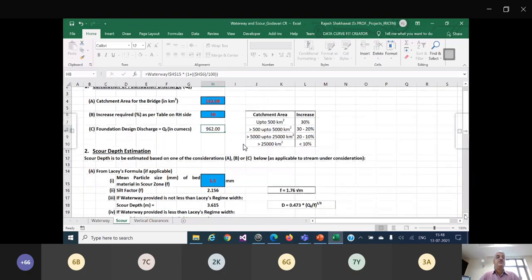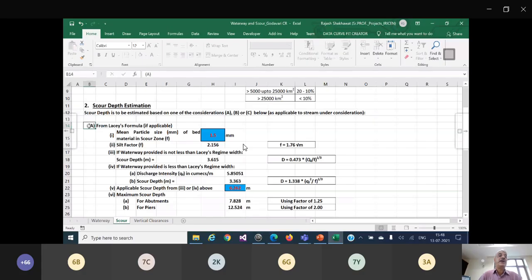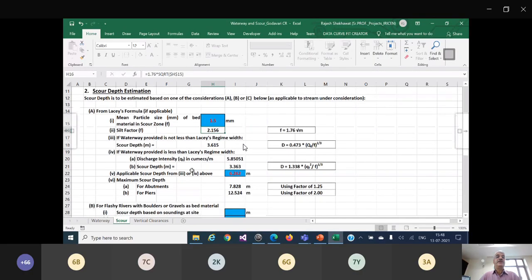Then you give whether Lacey formula you want to calculate or other. So let us say we want to calculate from Lacey's formula. Particle size is 1.5. It calculates silt factor. Now there are 2. If your waterway provided is not less than Lacey's width, means more or less. So it calculates for both the cases. In our case it is more. So this will be the applicable value 3.615.